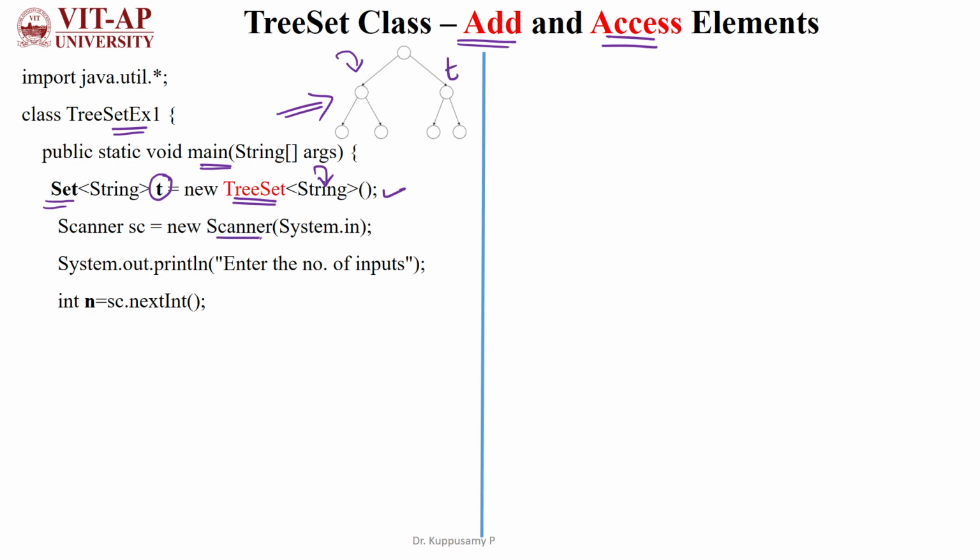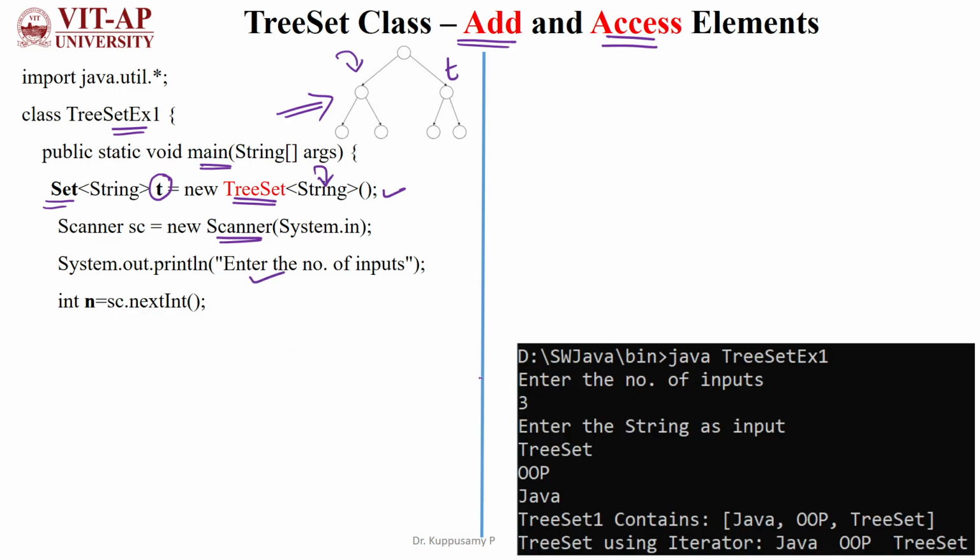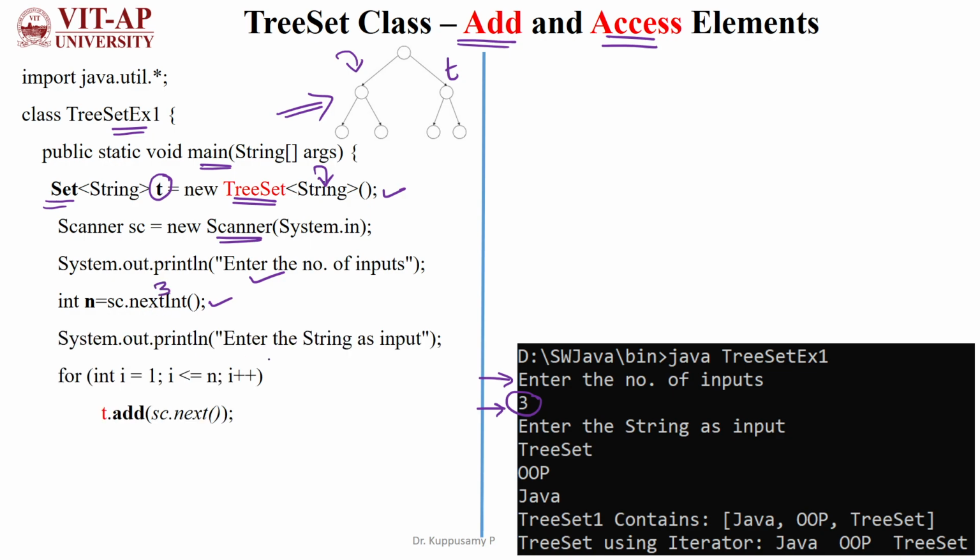Then I am using the Scanner class to receive the inputs at runtime. Here I am entering the number of inputs. Then I am getting the input from the user as 3, and here the n value is 3. Now enter strings as input because the string data type is used to instantiate the variable. Since n is 3, we will receive 3 strings one by one.